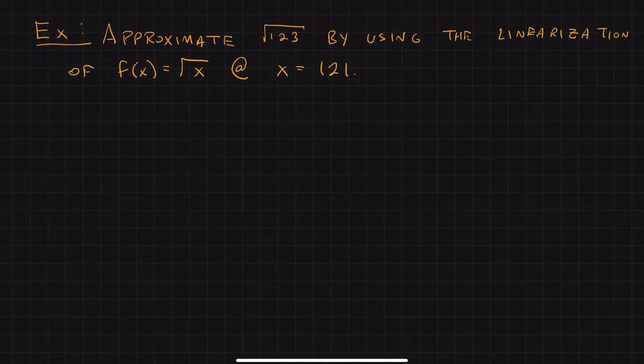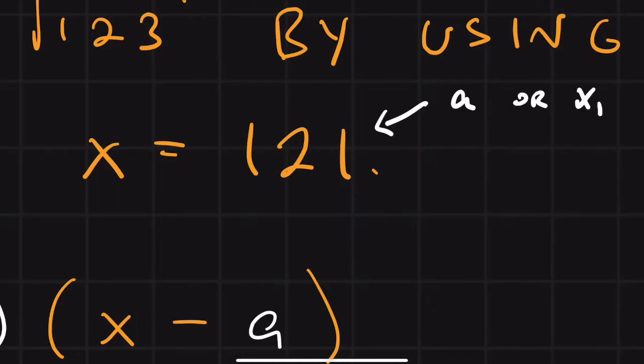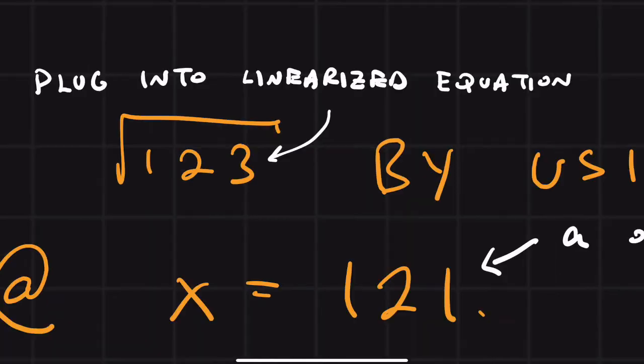Let's say we want to approximate the square root of 123 by using the linearization of f of x equals the square root of x at x equals 121. We can use the point slope formula with a little bit of calculus thrown in. That would be y minus f of a is equal to f prime of a times x minus a. In this problem, we have a few numbers that were given. We have the square root of 123, and we have x is equal to 121. X equals 121, this is our value of a, or the x1. And this square root of 123, this is what we plug into the linearized equation once that's been found.